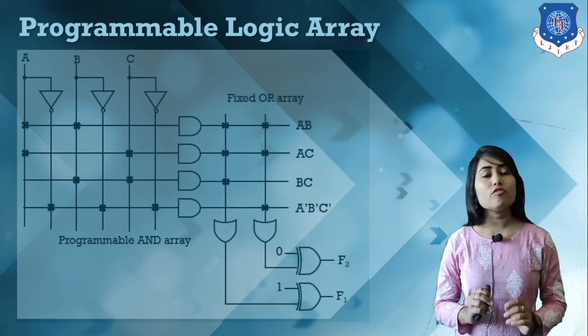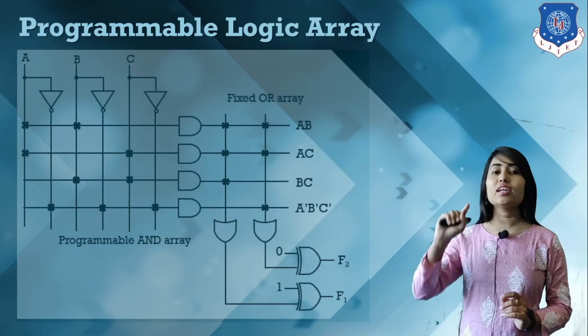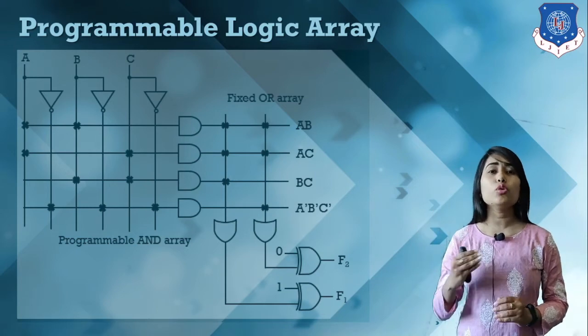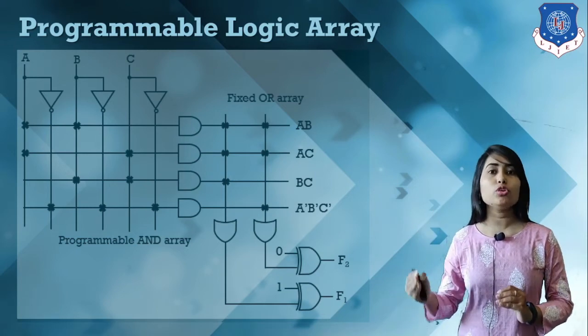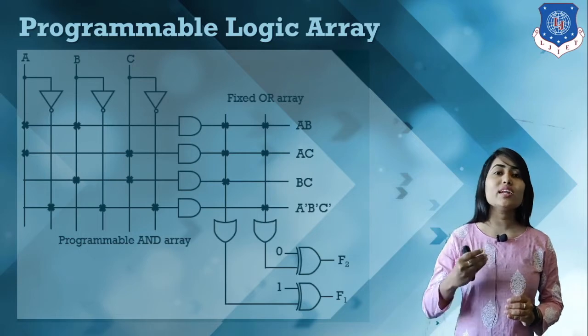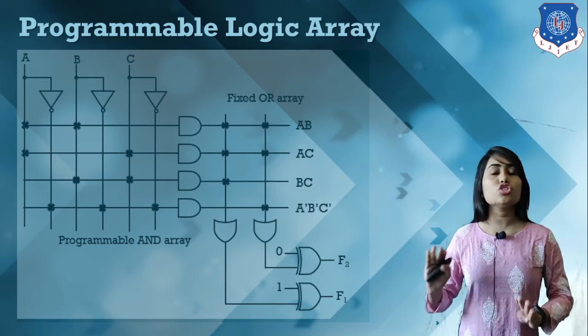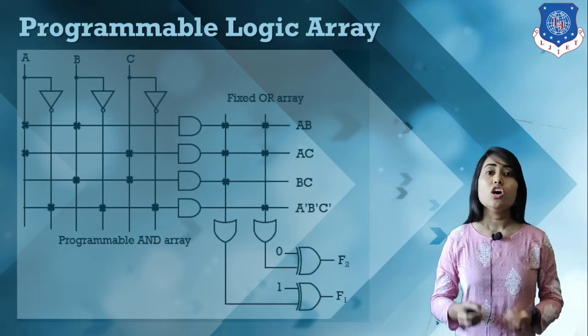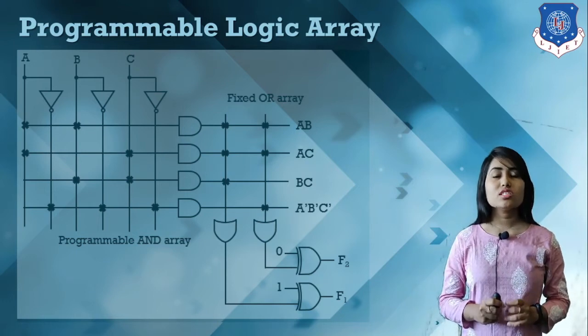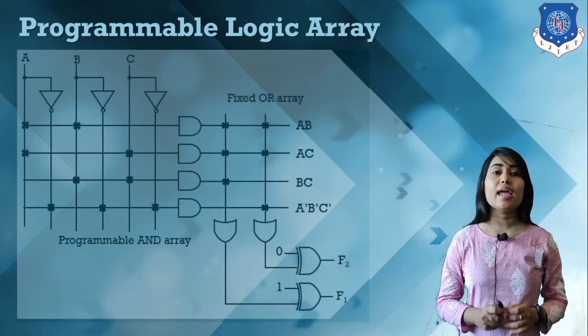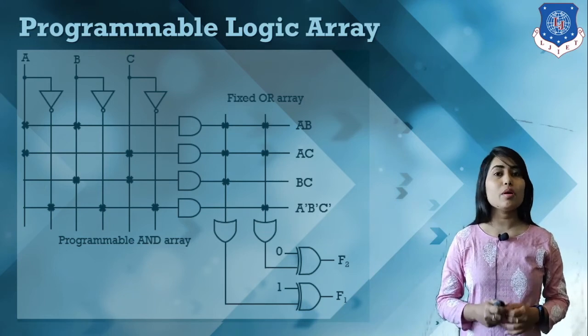For F1 this XOR is connected with input 1 to produce a normal form output of F1, and F2 is connected with 0 as an input to the XOR gate because no change is required, since F2 is in a normal form. This is how we can implement any logical function in a programmable logic array.